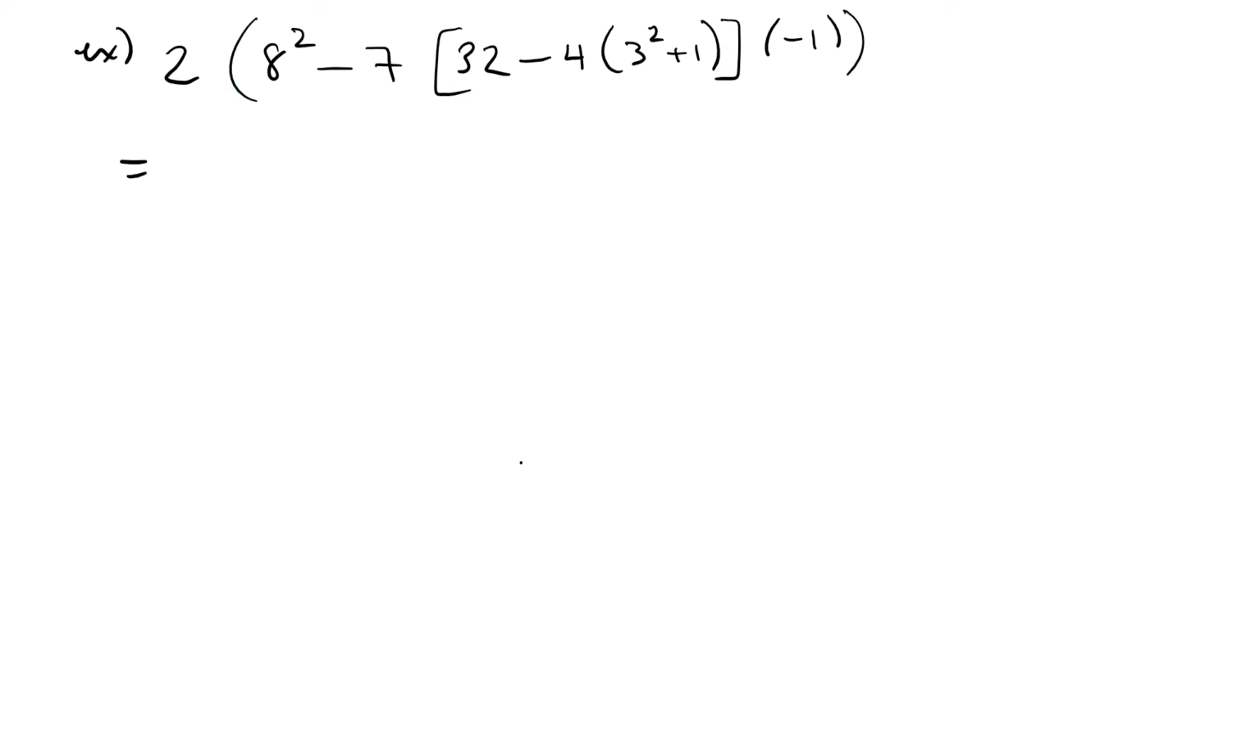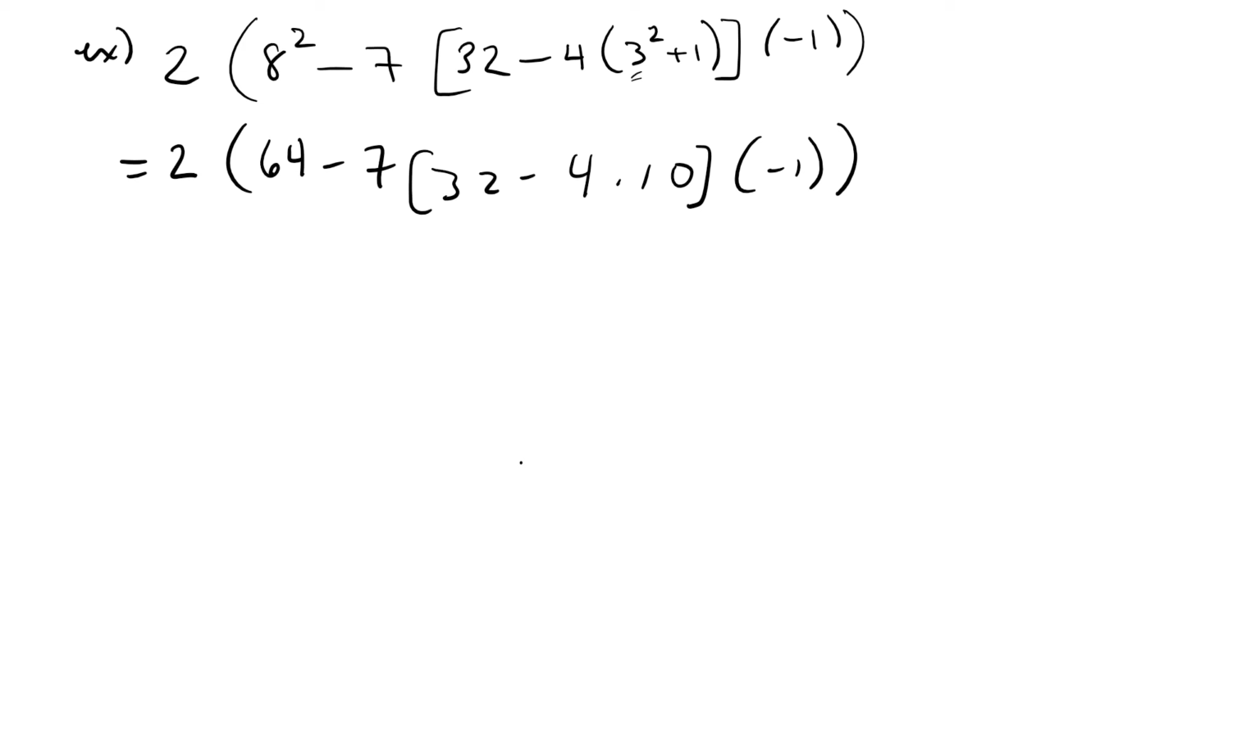Okay, so I'm going to put my equality sign here. Now, there are some steps I can do simultaneously. The minus 1 stays minus 1, but inside this bracket I've got 3 squared plus 1. Obviously, 3 squared is 9, plus 1 is 10, so I could write 10 immediately like that. 8 squared, I know that's going to give me 64, so you can evaluate that. And then I've got this square bracket to take care of. 32 minus 4 times 10. Once you get good at this, 4 times 10 is 40. 32 minus 40, that's minus 8.